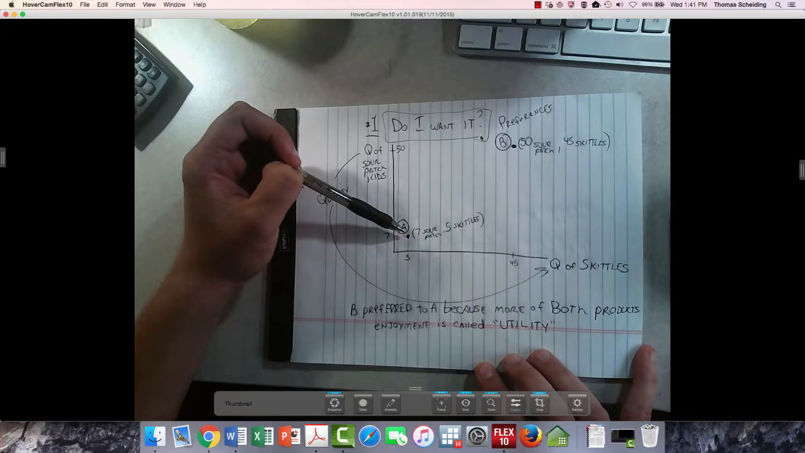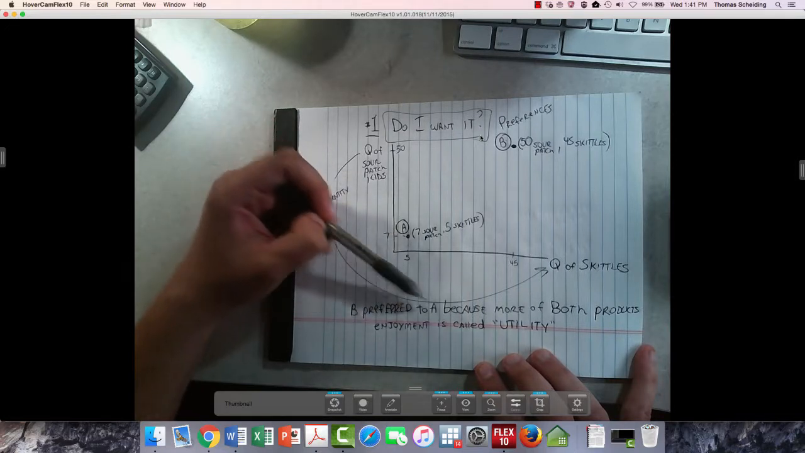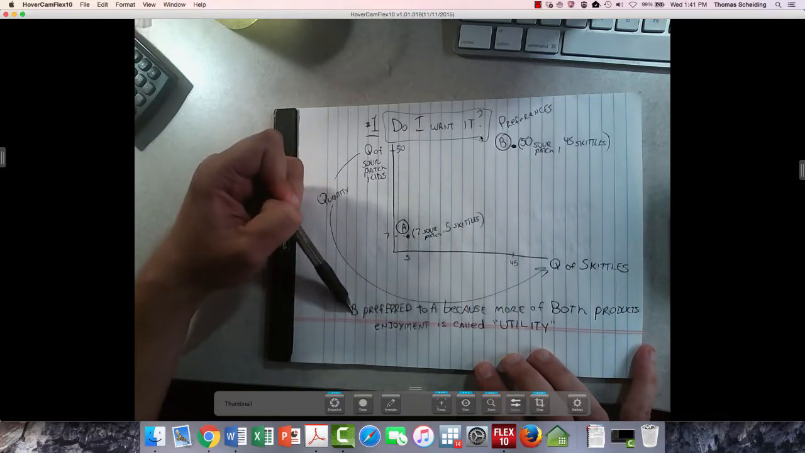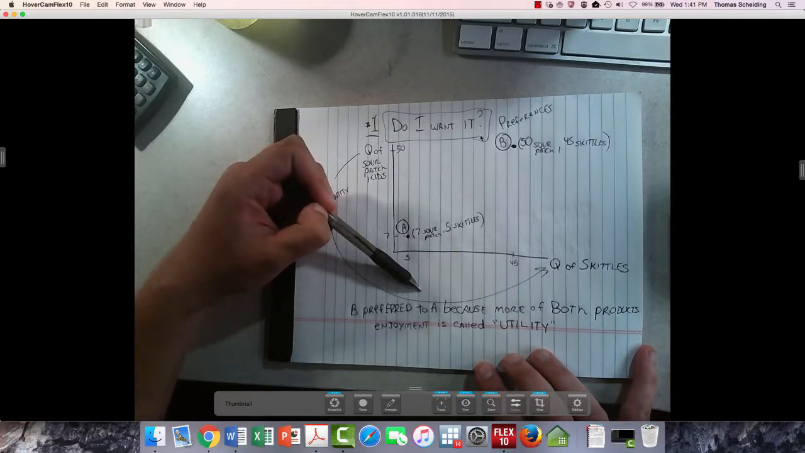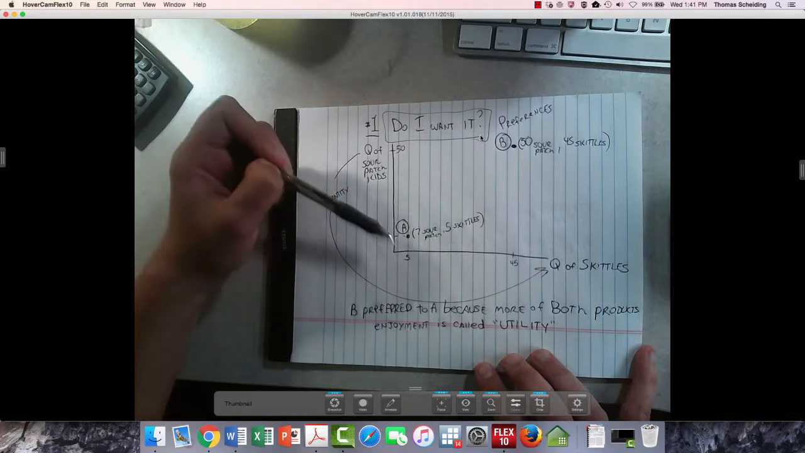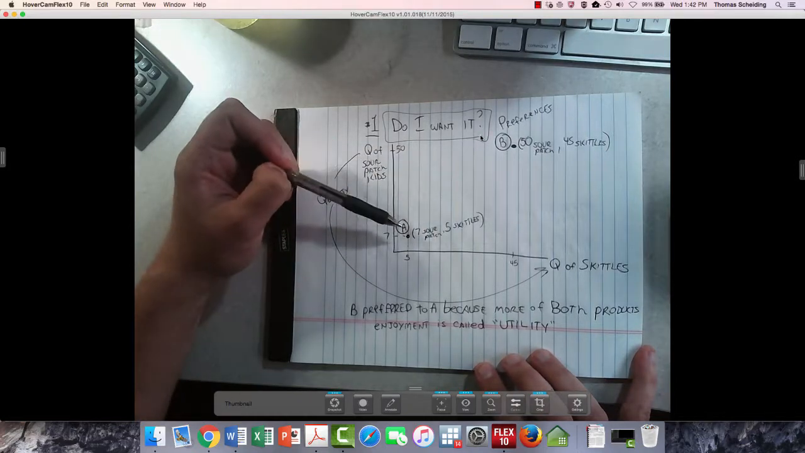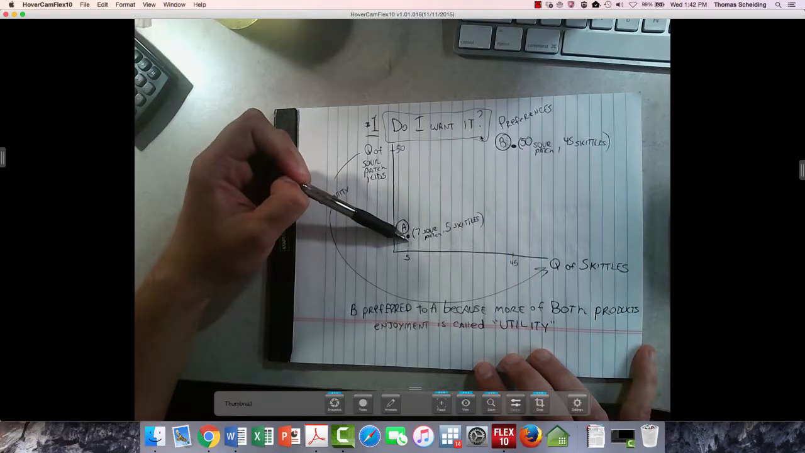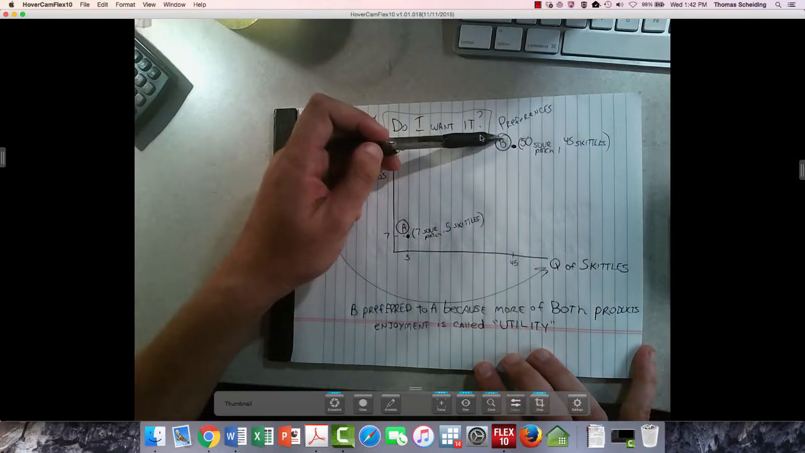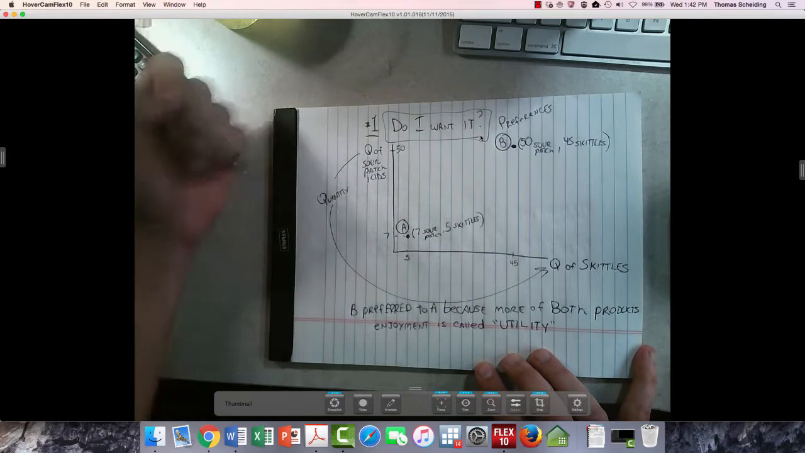Now, by saying B is preferred to A, we're essentially saying the total utility with B is higher than the total utility that comes from bundle A. The A and the B, that's not standing for anything. It's just the letter A standing for this bundle of goods and the letter B standing for this bundle of goods.